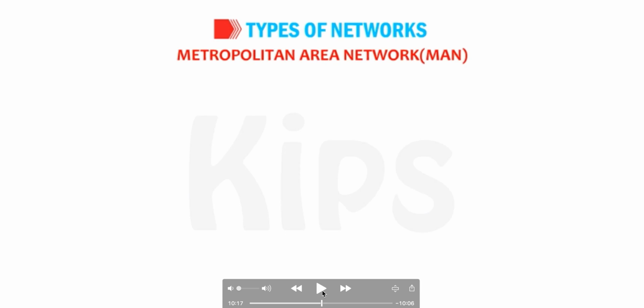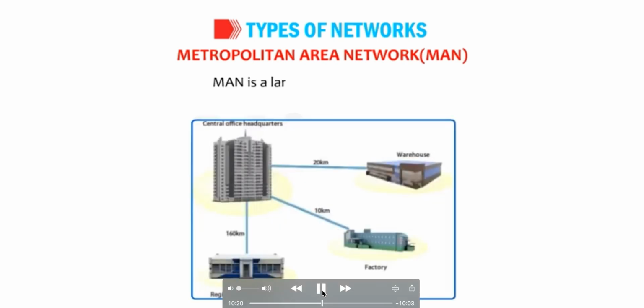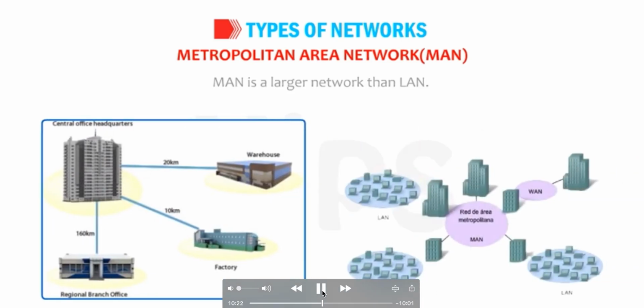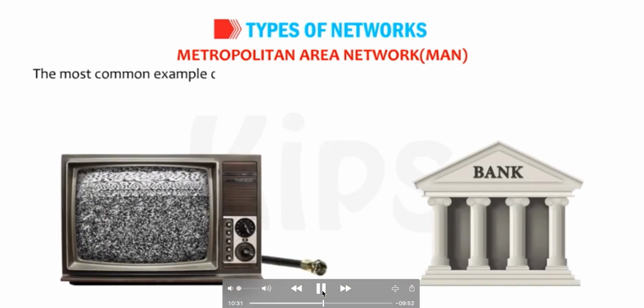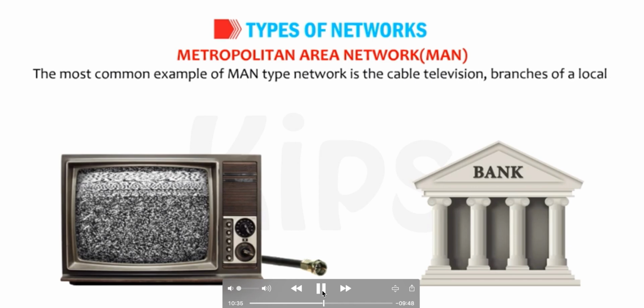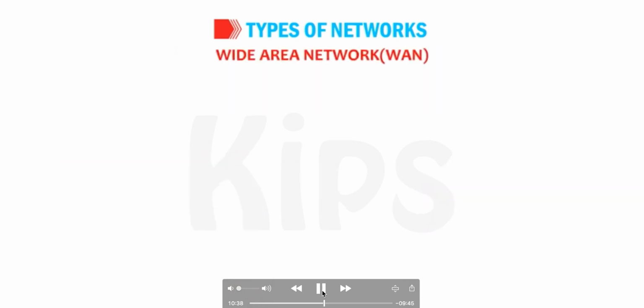A metropolitan area network is the third network you are learning now. MAN is a larger network compared to the LAN. It is spread across the city. Since it covers the city, it is called metropolitan. The most common examples of a MAN type network are cable television, branches of local banks in a city, etc.